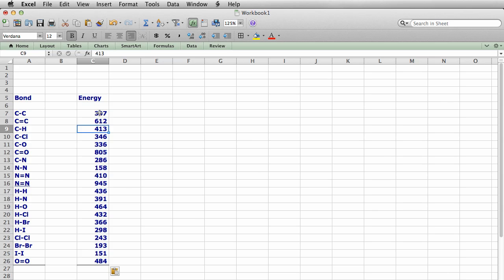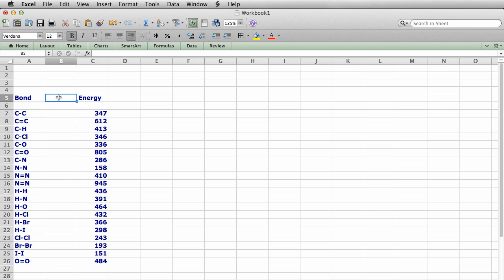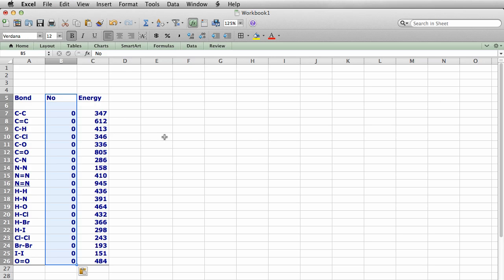So the question is how many bonds are going to be initially broken or formed. So I'm going to start here on the input side, and this column represents the number of bonds in the system.